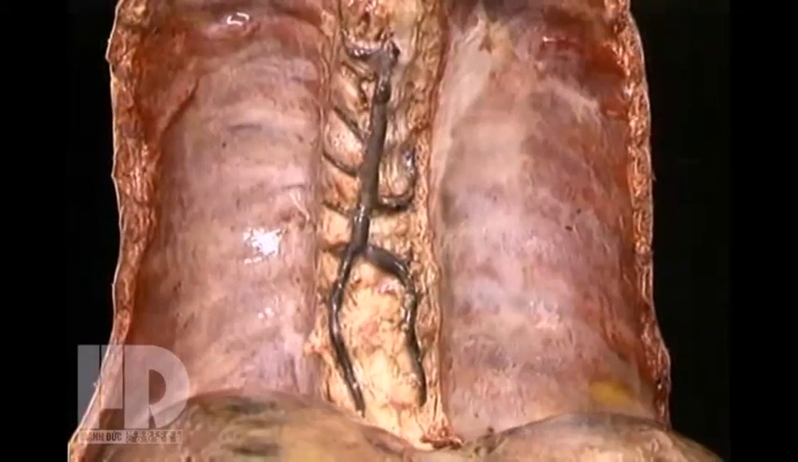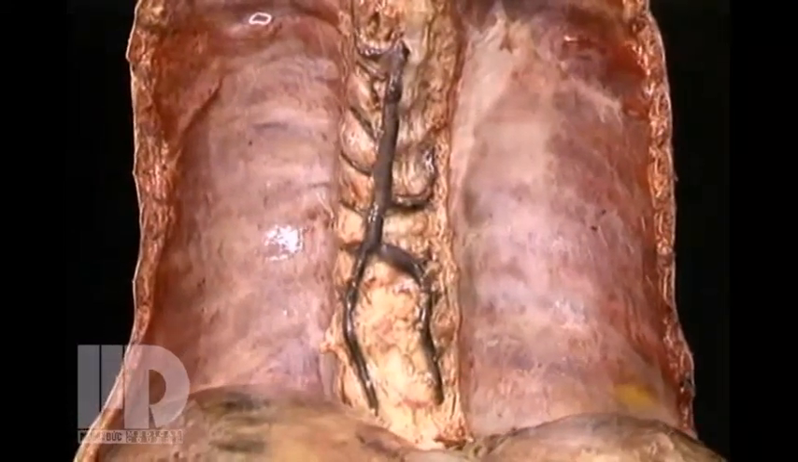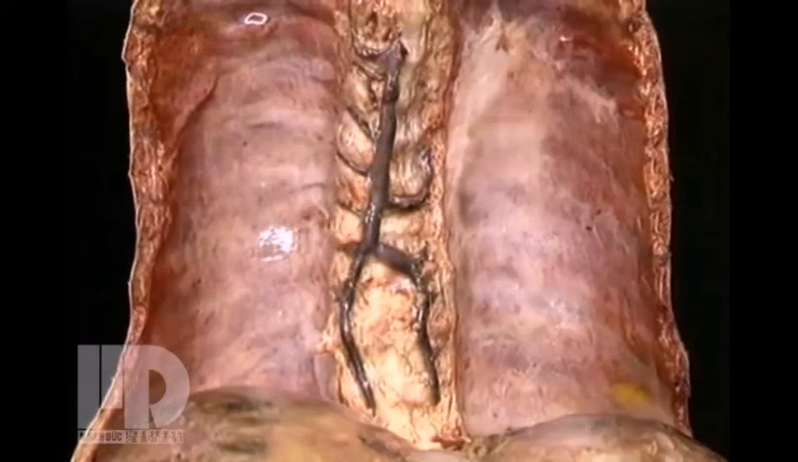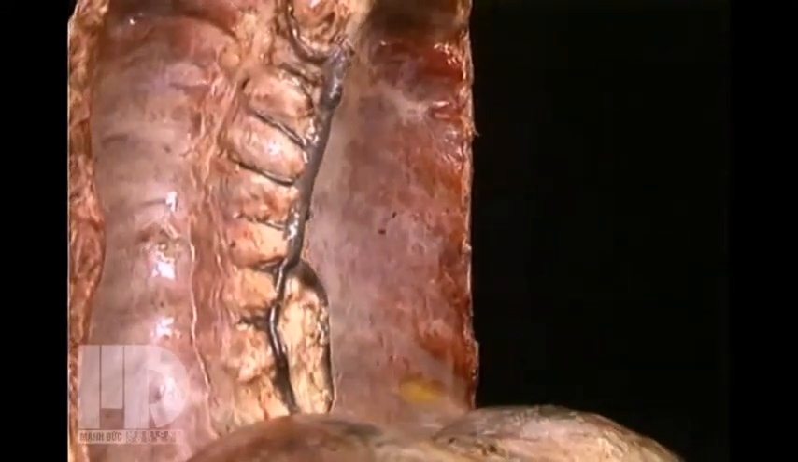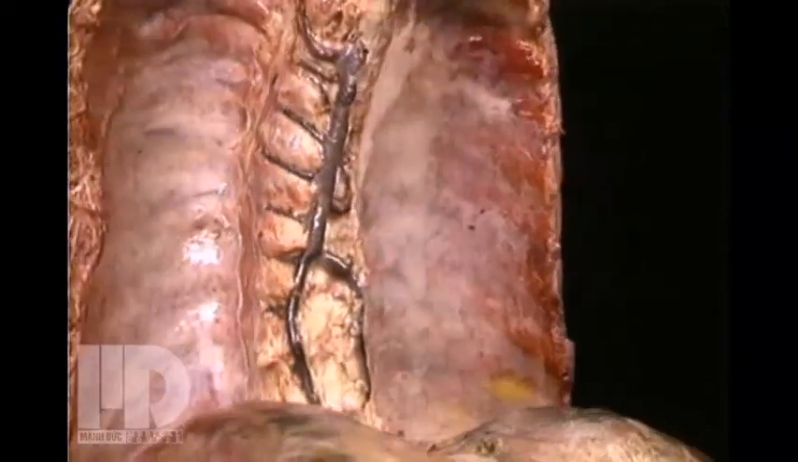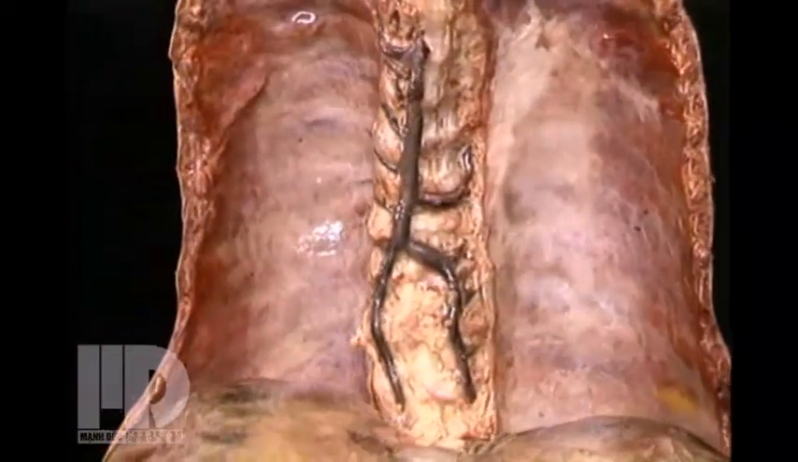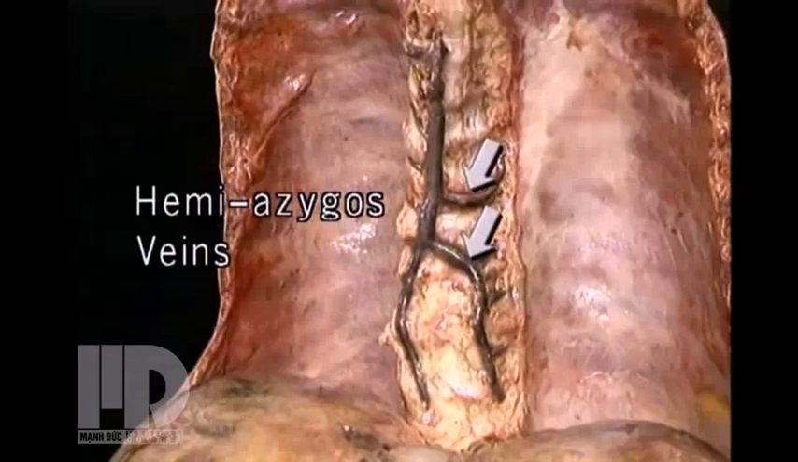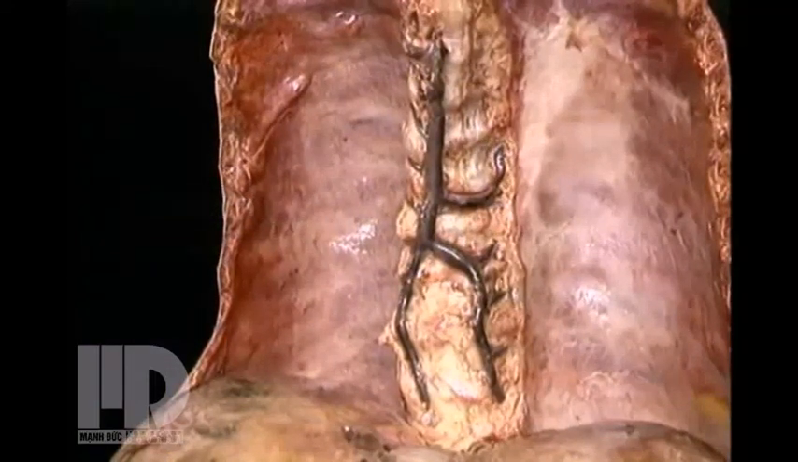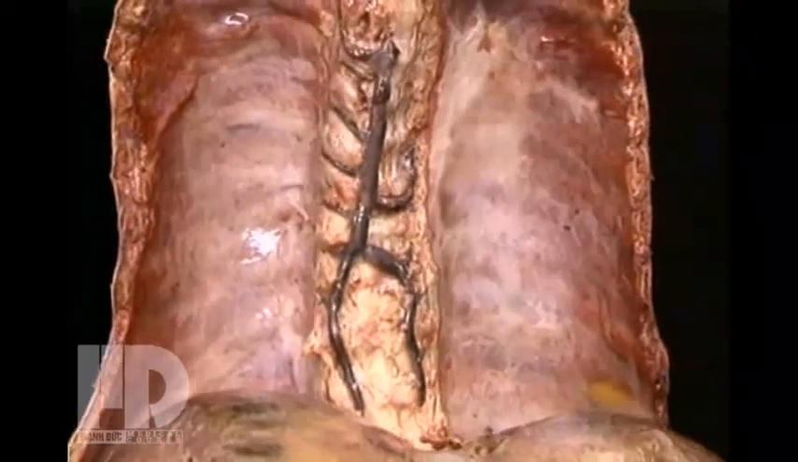The azygos vein receives blood from the posterior and lateral parts of the chest wall. On the right side, the posterior intercostal veins empty directly into it. On the left side, the posterior intercostal veins empty into these two hemiazygos veins, which in turn empty into the azygos.